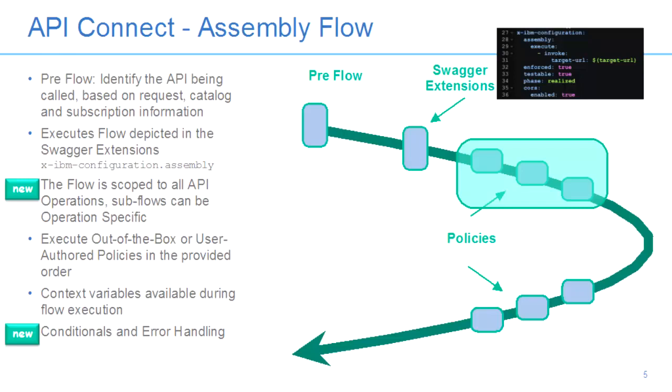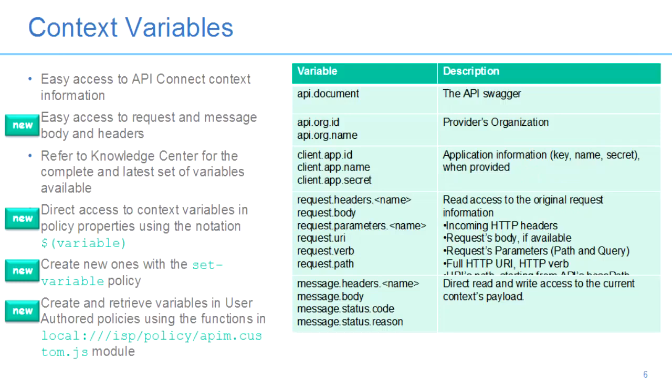You're going to be able to line up your out-of-box policies to execute. Your security definitions defined in Swagger will be injected into that flow. Your user-authored policies can be referenced there as well. And we are also taking the assembly context variables that we introduced in version 4 up to the next step, adding a bunch of new capabilities that we'll be commenting on very soon, which we get to on the next slide, talking about context variables.